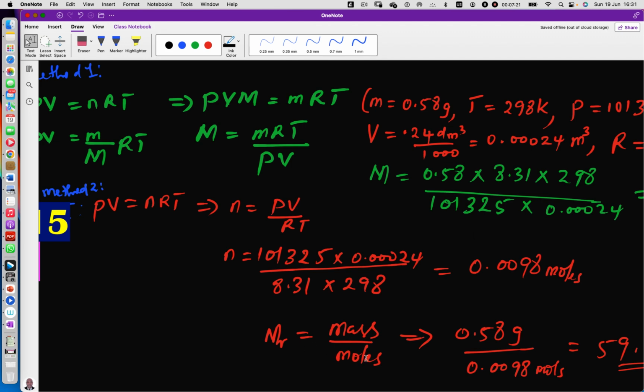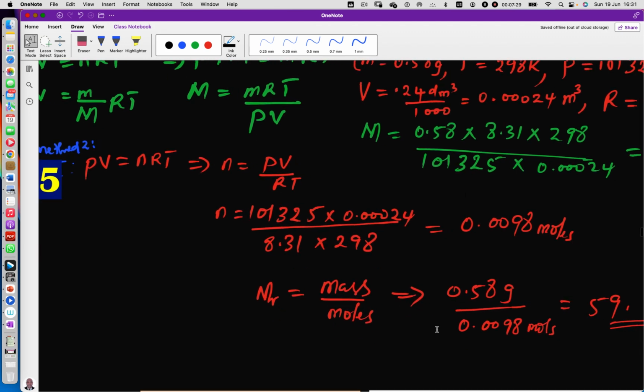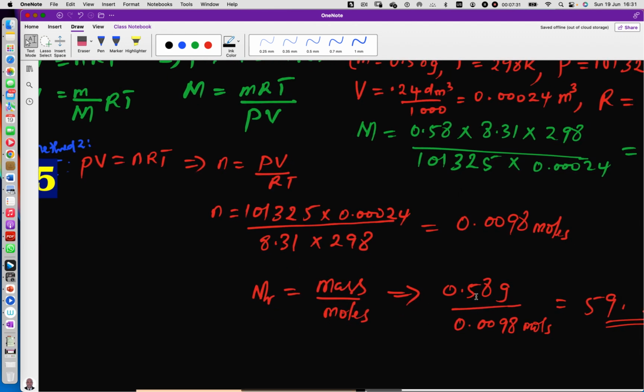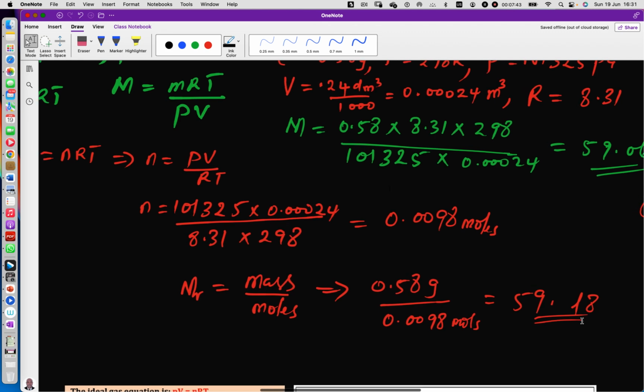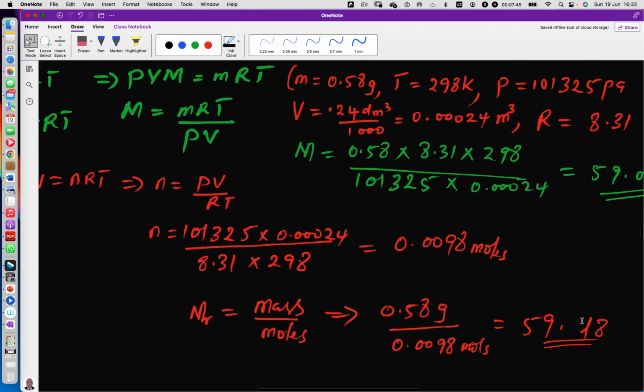When we have this number of moles, remember that the molar mass is always equal to the mass divided by the number of moles. Since the mass was given and the number of moles has been calculated, we divide the mass, which is 0.58, by the number of moles we calculated, and we will have 58.18.